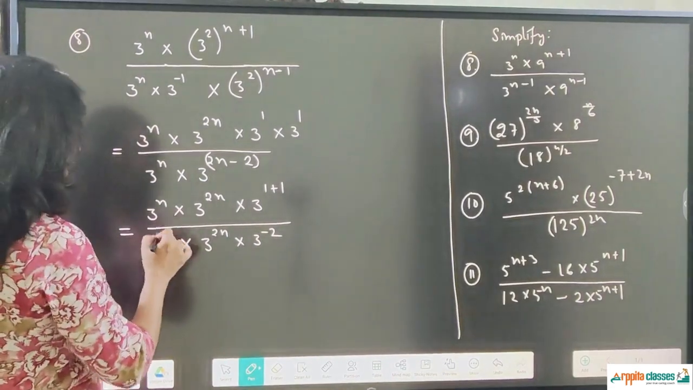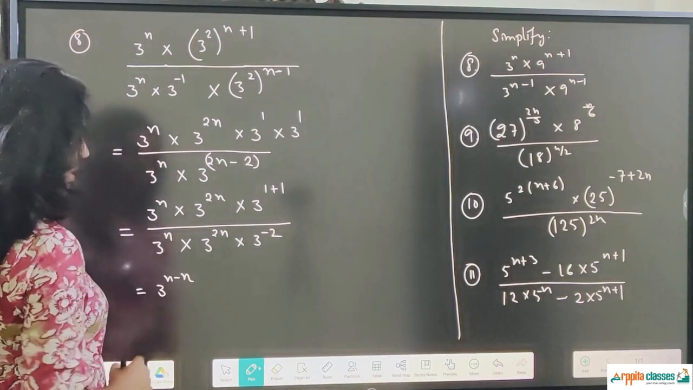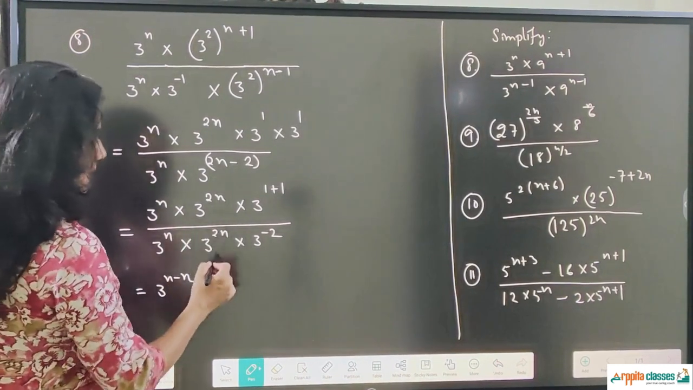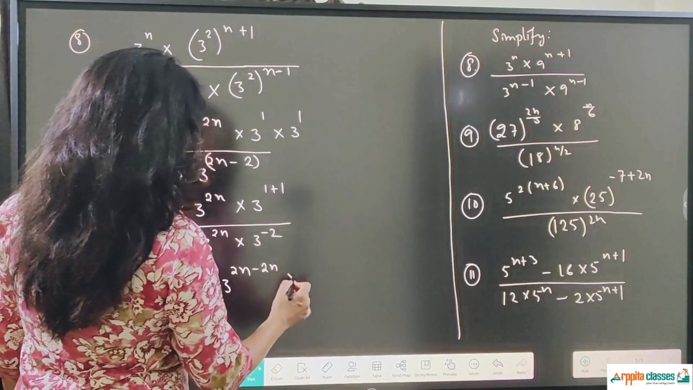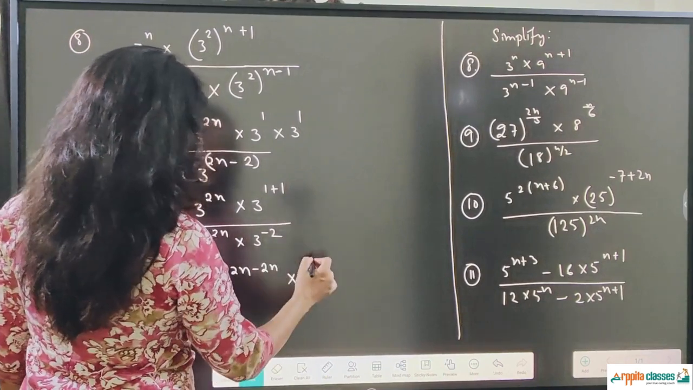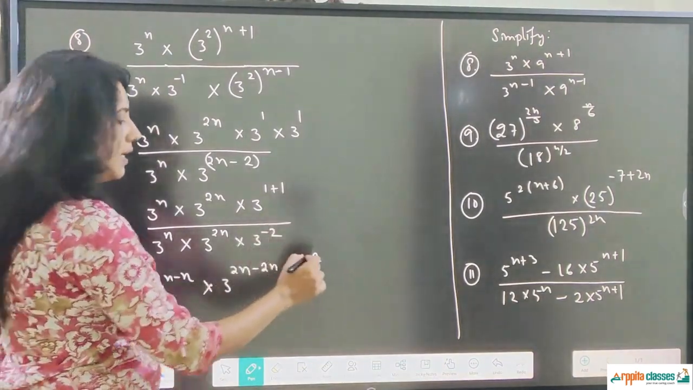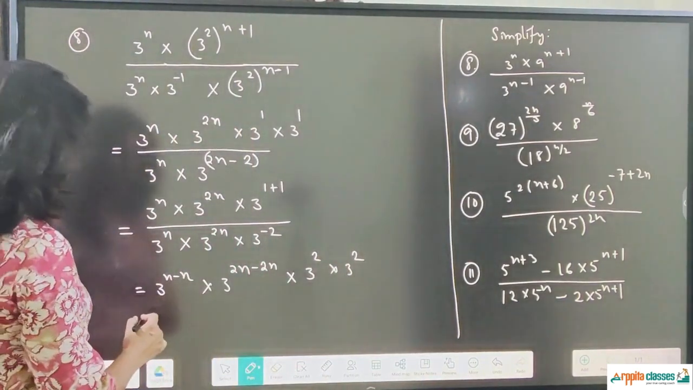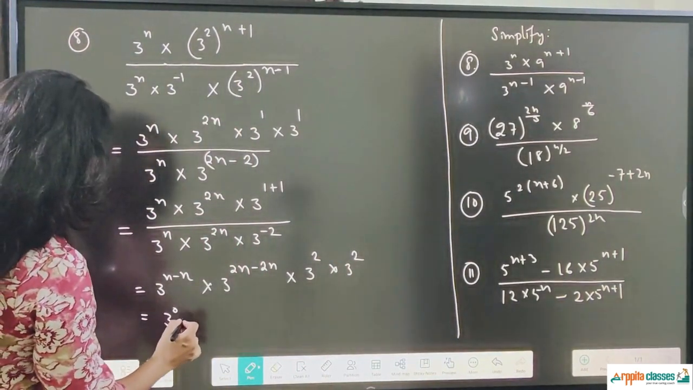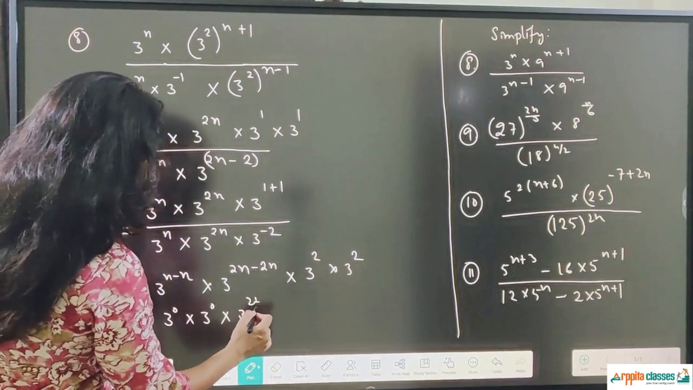Okay, so now you can see the bases are the same, so powers we can just subtract: 3 to the power n minus n. Here also the bases are the same, powers will subtract: 3 to the power 2n minus n into 3 to the power 2 and this 3 to the power minus 2, I will take it up so that it becomes 3 to the power 2 positive. So now here it is 3 to the power 0, this is also 3 to the power 0 and this is 3 to the power 2 plus 2.